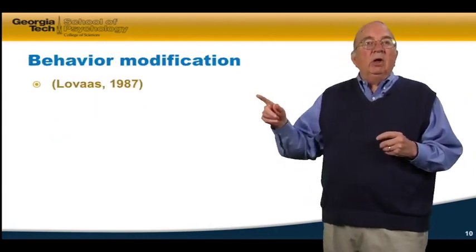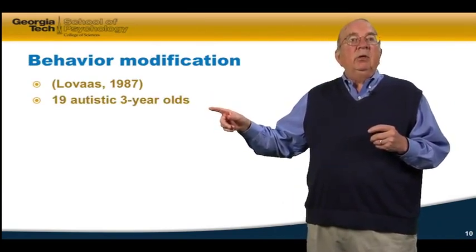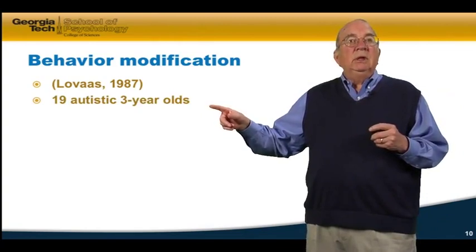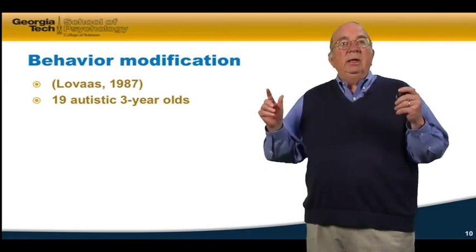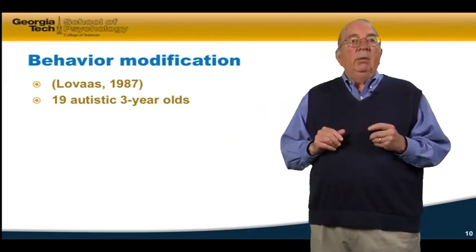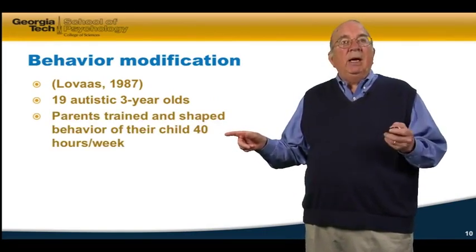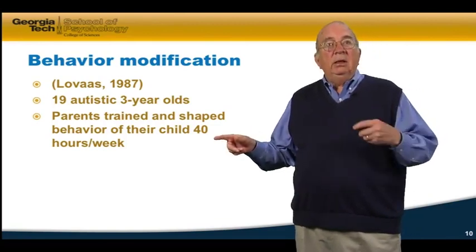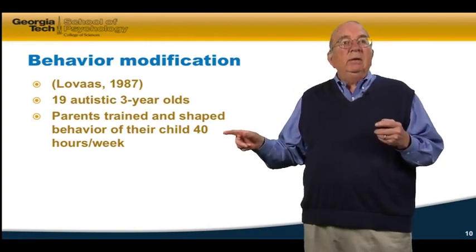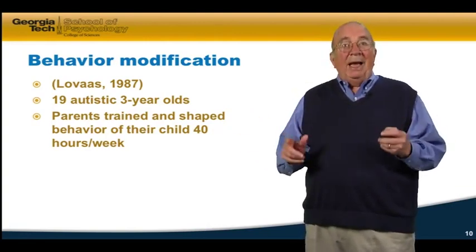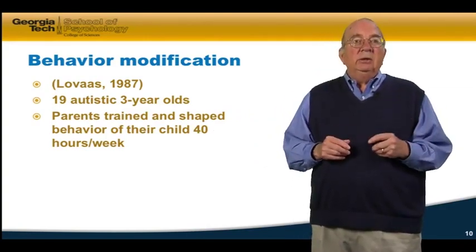In behavior modification, I want to talk about a study that was done in the late 80s by Lovaas. She used 19 autistic 3-year-olds. Autism is a case where the kids are very withdrawn and not social, and they don't interact well with the environment. And she trained the parents to shape their positive behaviors, like communicating, because they're not communicating well with other people. And they did that for 40 hours a week for a long period of time. So a lot of training, the parents working with the child in their communication skills.